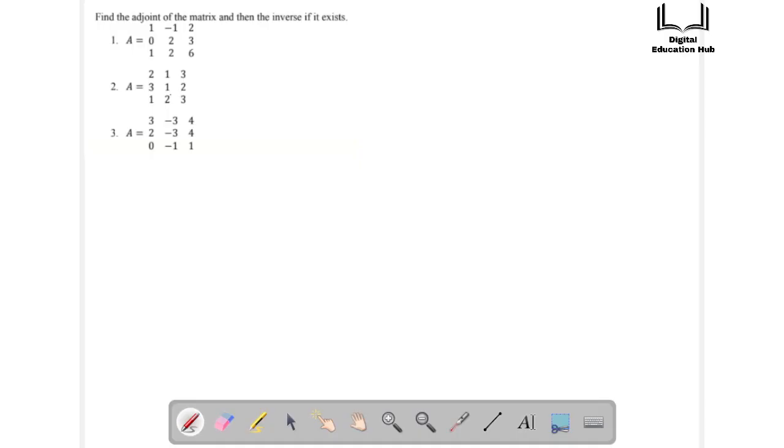So let's start. Today's topic is finding the inverse of a matrix. Before proceeding to that particular part, let's first understand how to find minors, what is the concept of minors, and then cofactors.